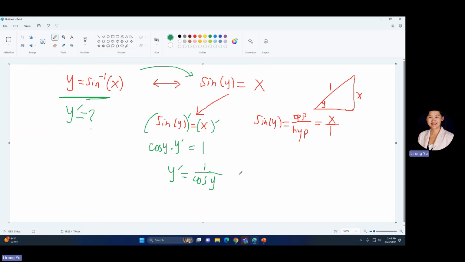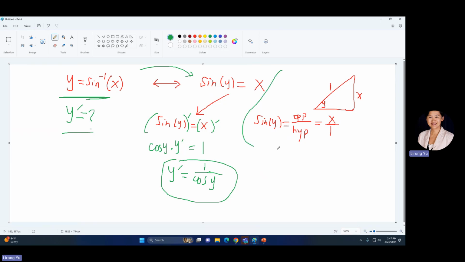1 over cosine y. But there's this thing: when you try to find the derivative of a function, you're supposed to have an x value in your derivative, not a y there. Whenever you use implicit differentiation, you have y as part of the derivative, so you have to revert back to the original variable. So what do we do? We have to understand what cosine y is exactly.